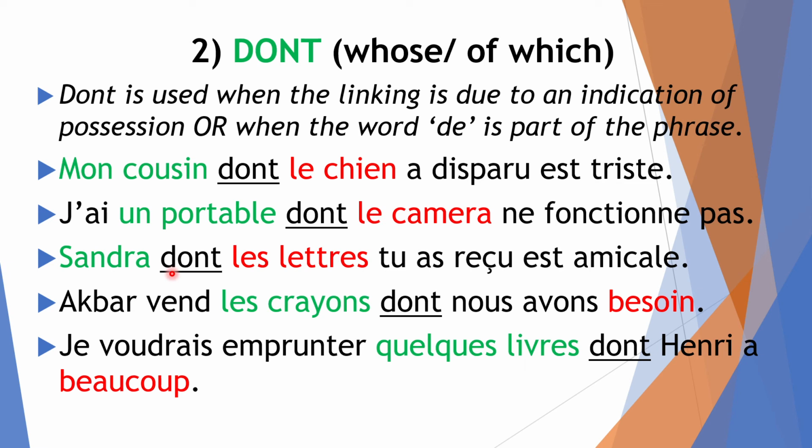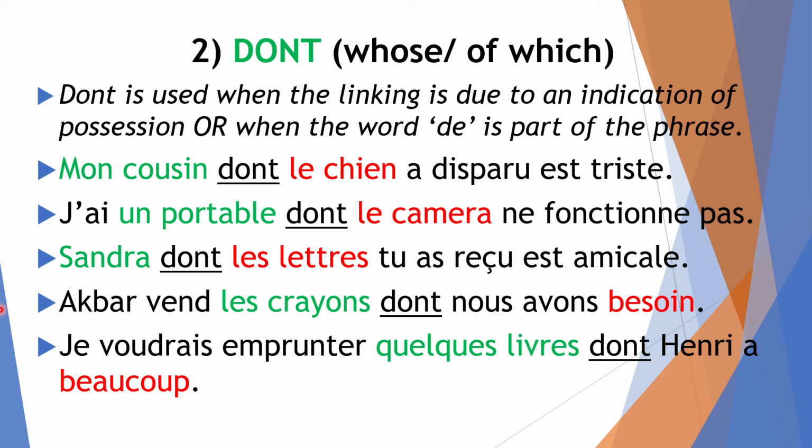Then Sandra dash les lettres que tu as reçues est amicale. So the first sentence will be Sandra est amicale. Second sentence will be tu as reçu les lettres de Sandra. So les lettres de Sandra, it is an indication of possession. You received Sandra's letters, the letters of Sandra. So an indication of possession tells you have to put dont. So Sandra whose letters you received is friendly.